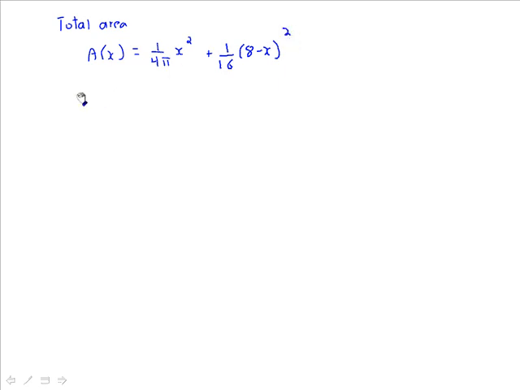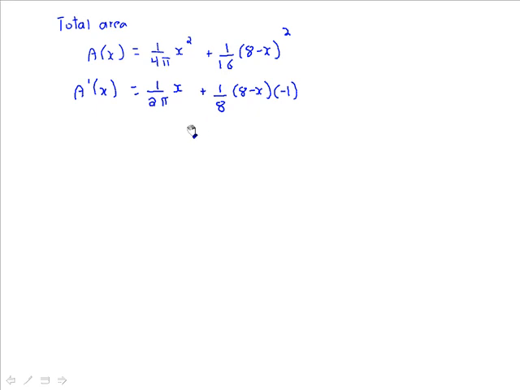And when we differentiate this one, A prime at x, with care, the 2 gets multiplied by 1 over 4 pi, so that's 2 over 4 pi. I'm going to reduce that right away to 1 over 2 pi x. And then the next one, well, 2 multiplied by 1/16 is 1 over 8. 2 over 16, 1 over 8. Multiplied by 8 minus x to the 1, multiplied by negative 1.